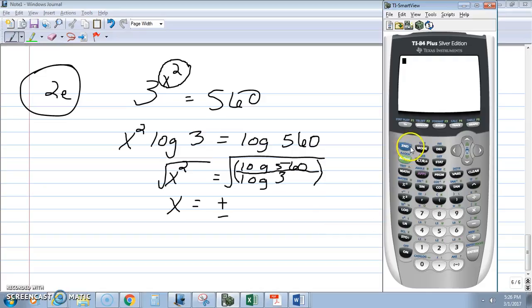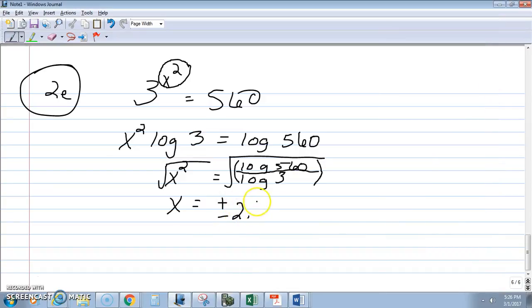Let's see, we will do square root of the log of 560 divided by, look at how many parentheses I'm putting in, make sure you're getting all your parentheses in, divided by the log of 3. Okay. And what does that give us? Positive and negative 2.34. Let's just do that. Positive and negative 2.34.